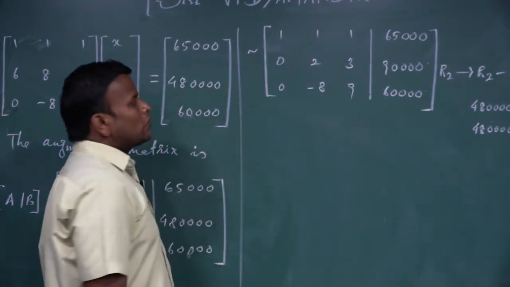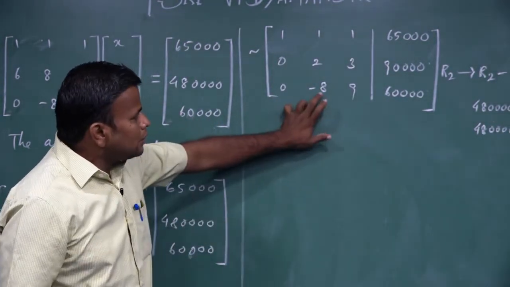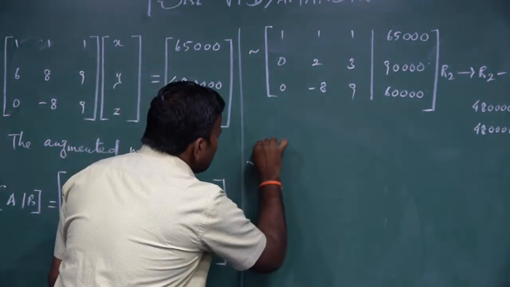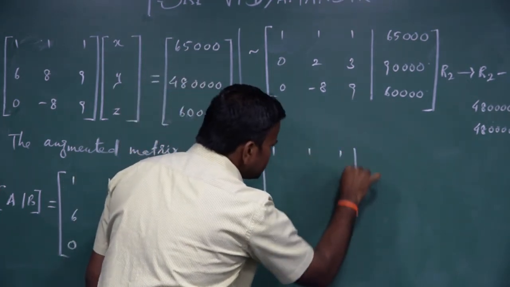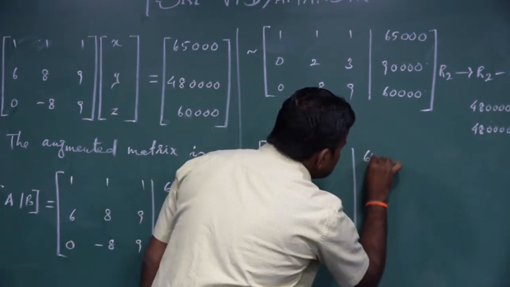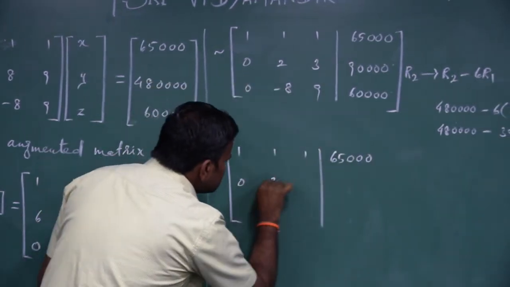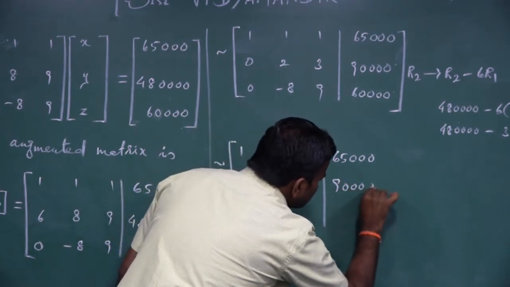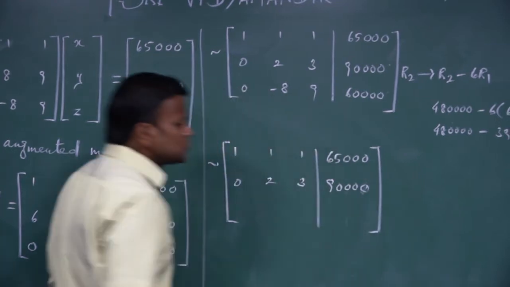What is the next step? To convert this element also become 0. So now change the first and second rows. 1, 1, 1, 65,000. Second row 0, 2, 3, 90,000. So no changes in the first two rows.